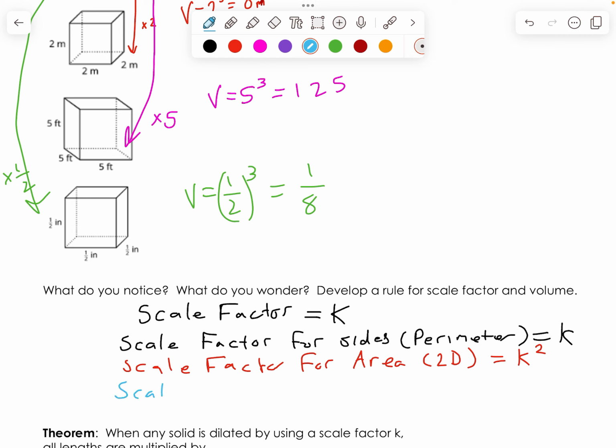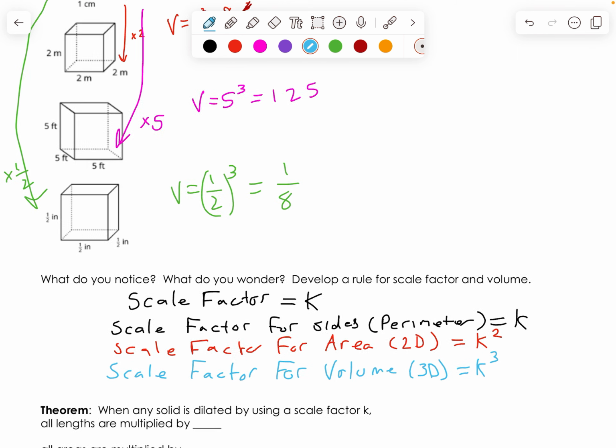And then we have scale factor for volume, which is 3-dimensional, and that's K cubed. You have length, width, and height that you're all dilating by a scale factor, so when you do it for volume, it's K cubed.